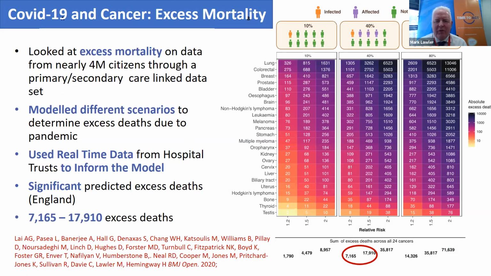We then looked to see, well, what was the impact or potential impact on mortality, so excess death in people with cancer. And we looked at a database of nearly 4 million citizens through a linked primary and secondary data set, looked at different scenarios. And the net result was that between 7 and 18,000 excess deaths could occur due to the indirect impact of the pandemic and lockdown.